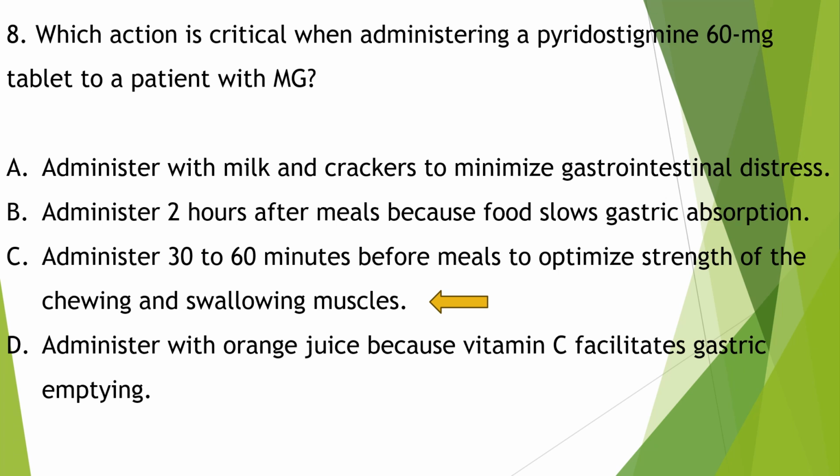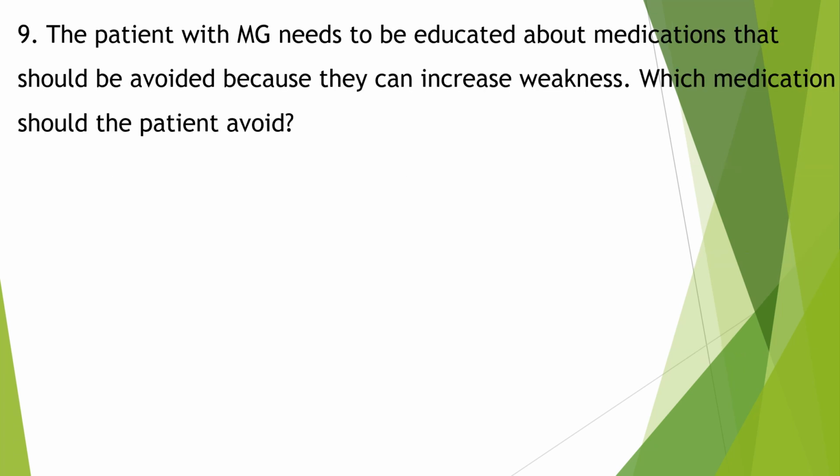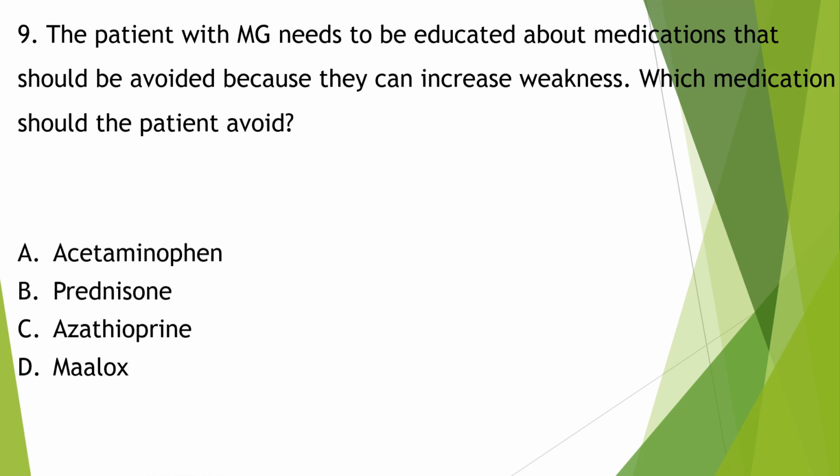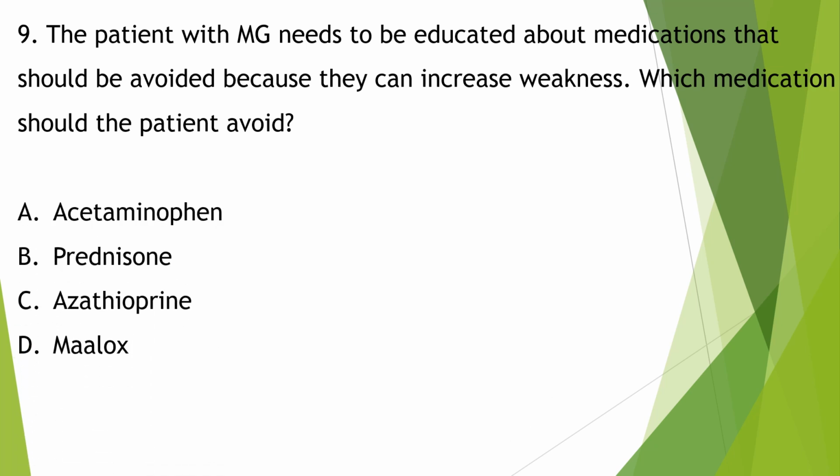That is important. The patient with myasthenia gravis needs to be educated about medications that should be avoided because they can increase the weakness. Which medication should the patient avoid? Acetaminophen, prednisone, azathioprine, Maalox.